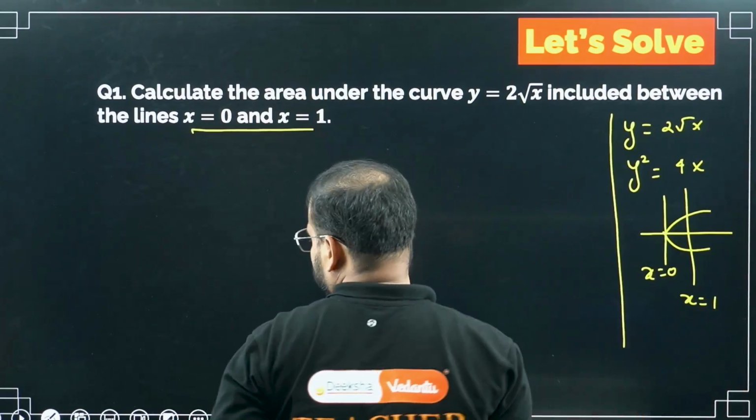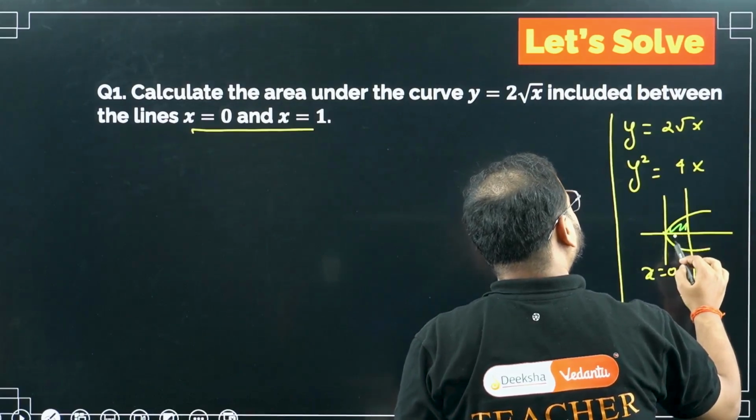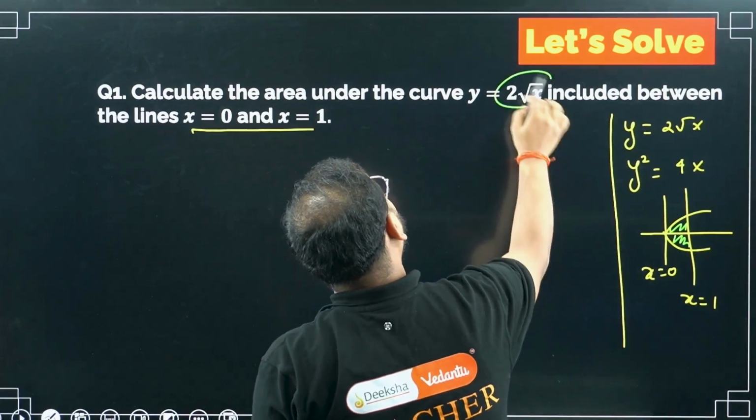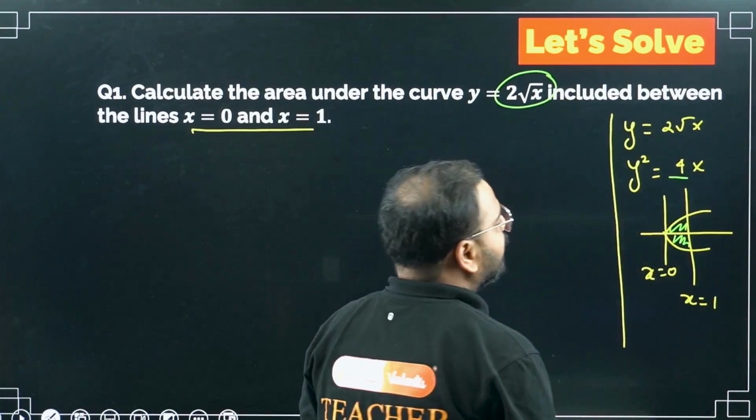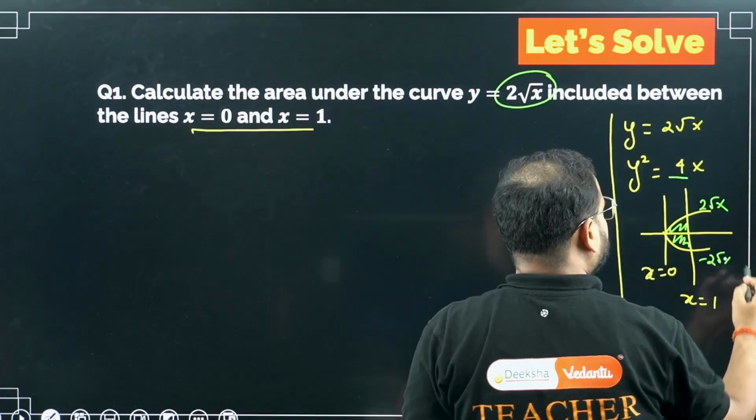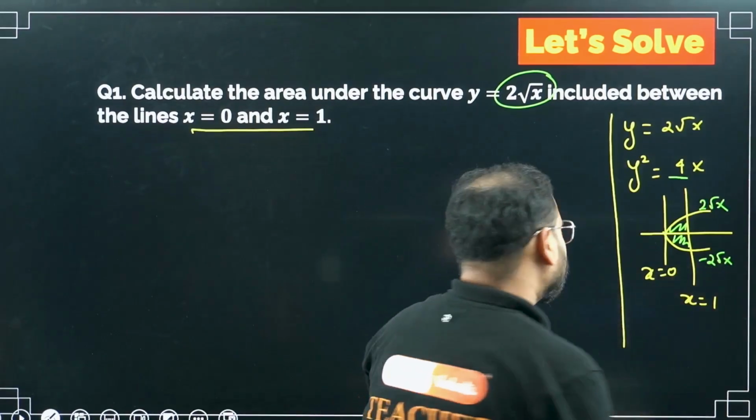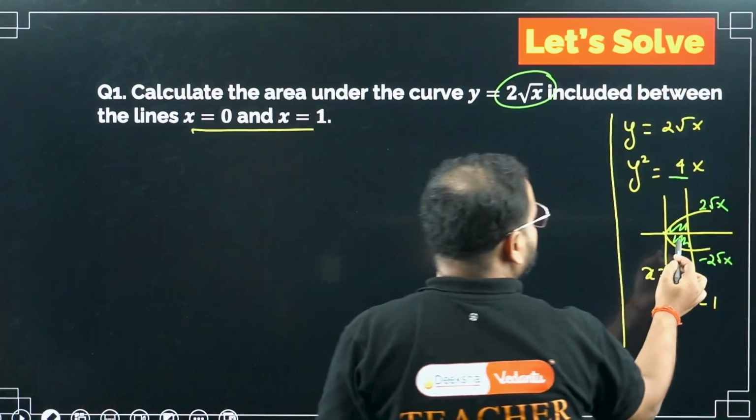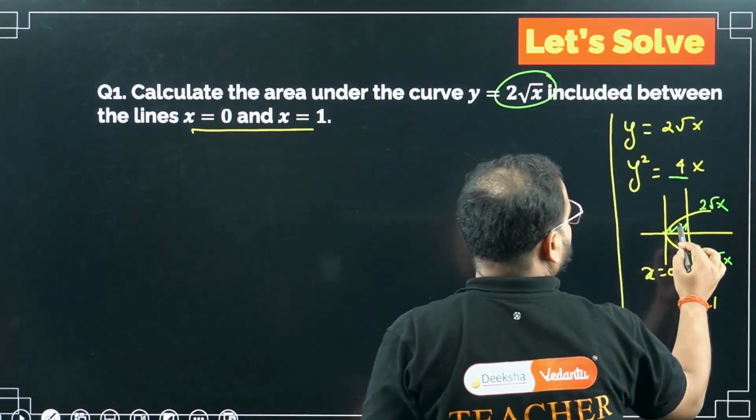Sir, if you are integrating this, don't we have to do both the areas, both up and down? No, sir. Why? Because they have given only 2 root x. If you take the root from here, you're going to get 2 root x and also minus 2 root x. Have they asked to find the area for the curve minus 2 root x? They have not. So we will not consider this particular region. We will consider only this region.